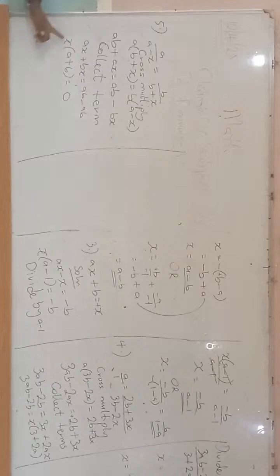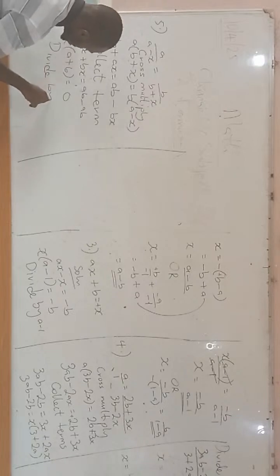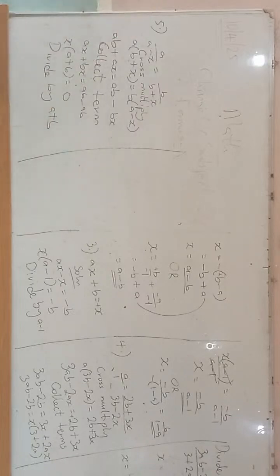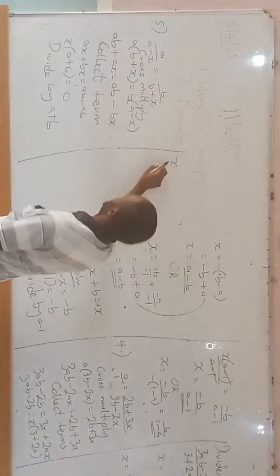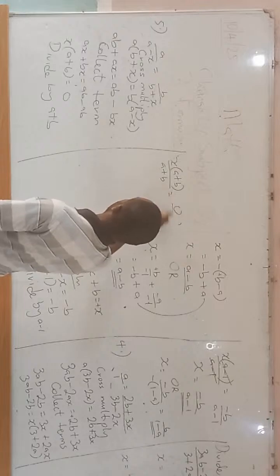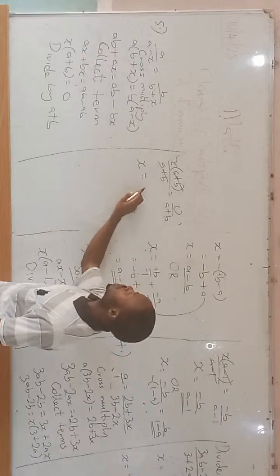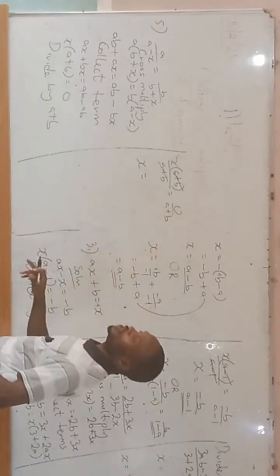Now, what's the coefficient of x? a plus b, right? That's the coefficient of x. So you divide by a plus b. That gives you, these cancel, right? So 0 divided by a plus b. Who wants to tell us?